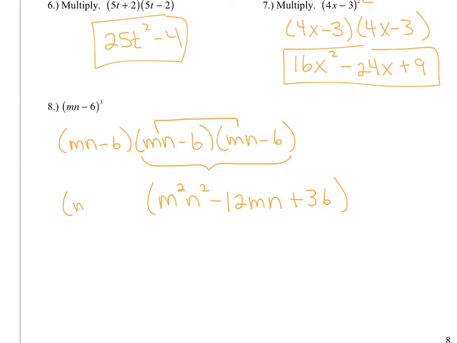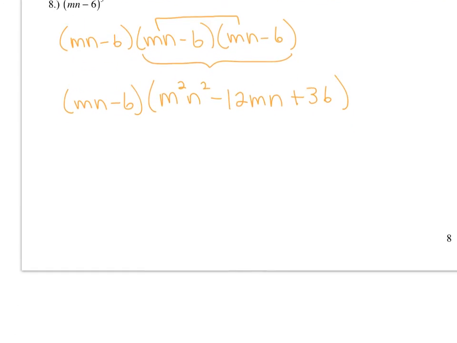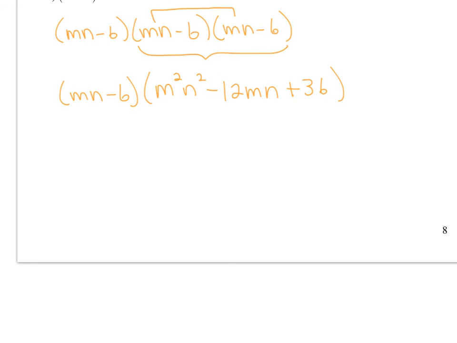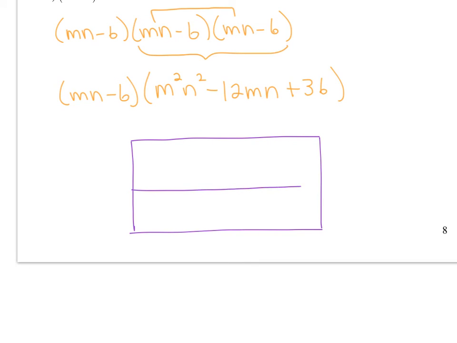I'm going to carry down that first binomial, the one that I left out. And again, I'm going to use a generic rectangle. I think it organizes my work a little bit better. But again, you can use whatever method you prefer. This one again is a binomial times a trinomial, so a 2 by 3.